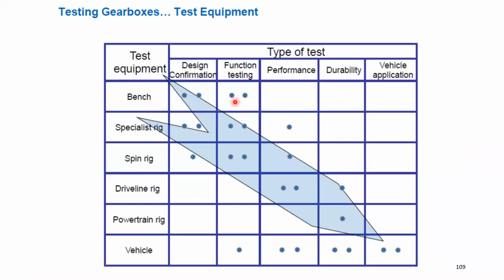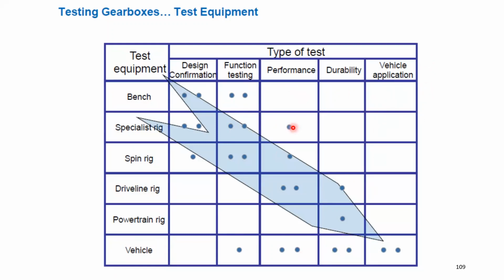And you have different tests, which is a very important slide for you. You have the testing of gearbox, where the test is carried out at the bench level, rig level, and you have different rigs like spin rig, driveline rig, and also powertrain rig, and even the vehicle test is being carried out in the vehicle. This type of test is very important to confirm the design, the function, durability, and also performance of the vehicle.